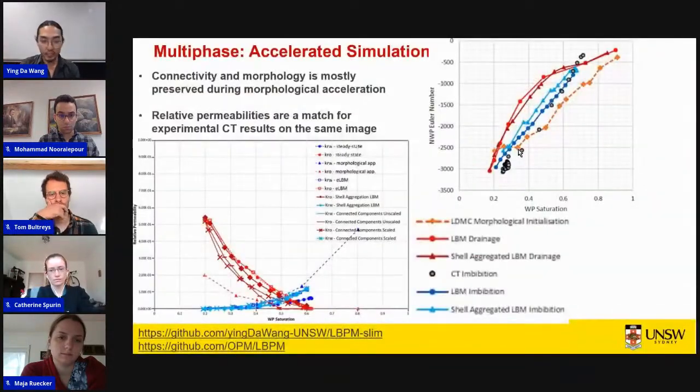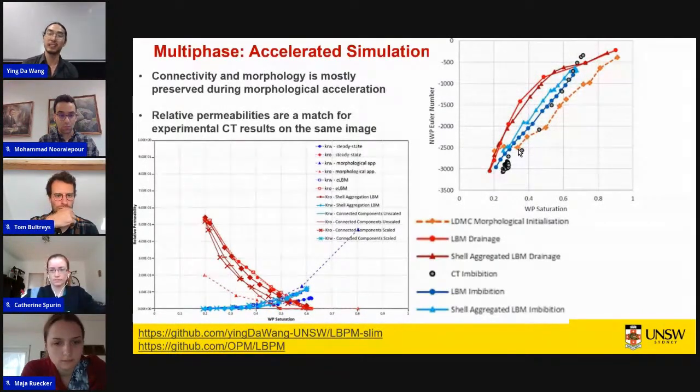And as a validation, there's a Guildhauser sandstone available on the Digital Rocks portal that Stephen Berg used and Farouk Alpak used for some relative permeability simulations. I used the same one because it has some dynamic CT data as well. And you can see that the light blue lines here and the light blue lines here match quite well with the LBM results, which are the dark blue lines here and the dark blue lines here.